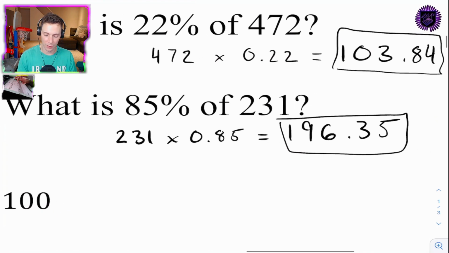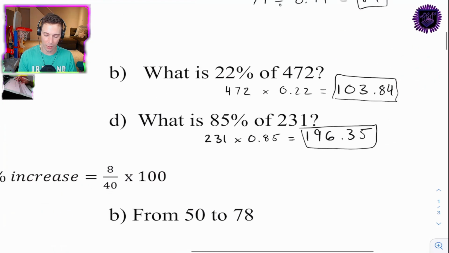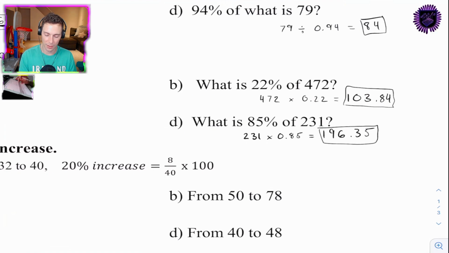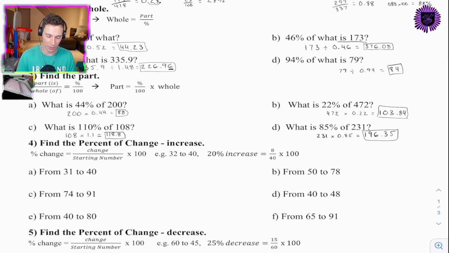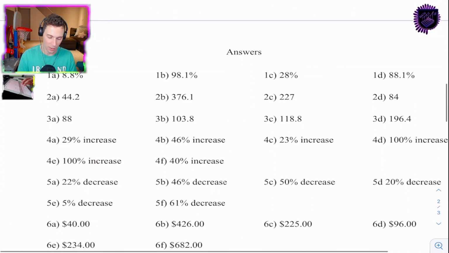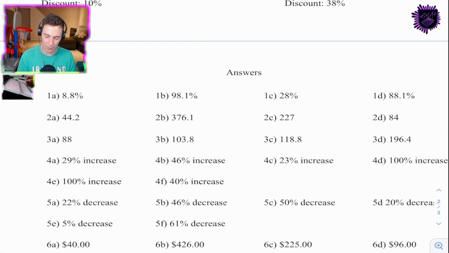So again, when you check these answers, I'm assuming they'll all be rounded off to the nearest tenth, perhaps. Let's look. Question 3. Yeah, here we go. So nearest tenth, nearest tenth, nearest tenth. Which is fine. Not a huge deal.